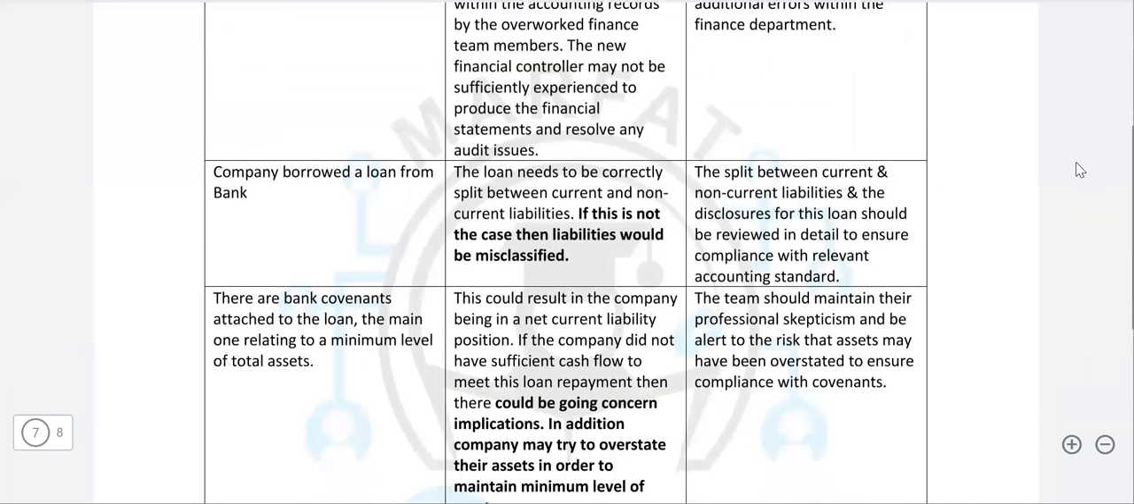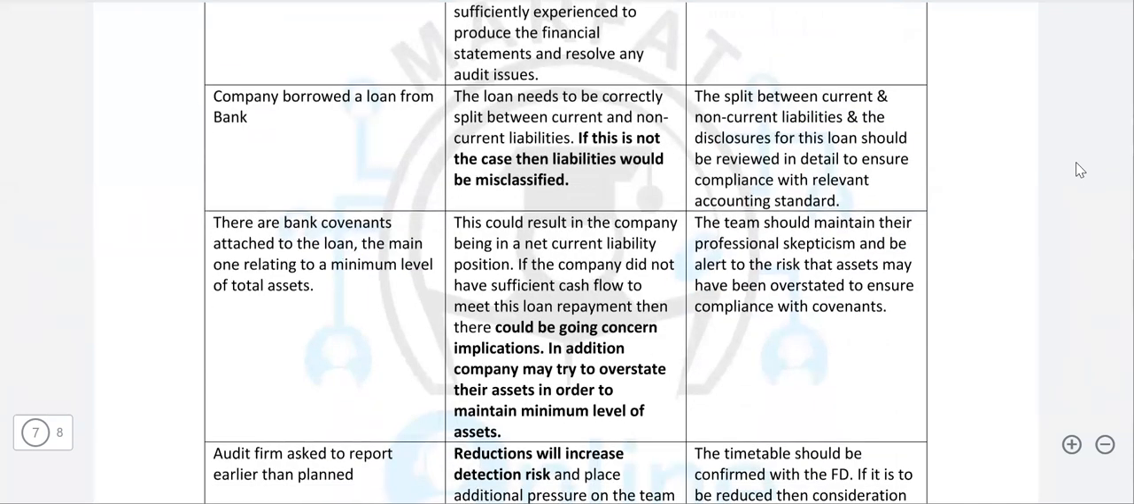The company has taken a loan from the bank. The loan is a financial liability which should be split between current and non-current. If the split is not done, then the liability will be misclassified. There are covenants. Covenants means conditions, basically when we have loans on floating charges. This is what you have studied in your F4 exam, floating charges. If there's a floating charge and the bank has attached covenants to the loan, particularly related to a minimum level of assets or minimum level of profits, for example, then in order to maintain the covenants, management may try to manipulate the assets.